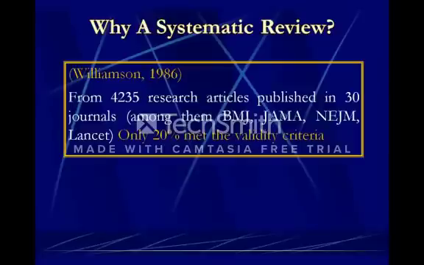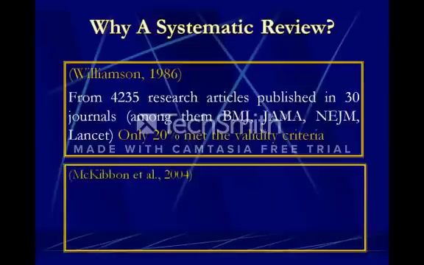And this is the value of systematic reviews. In 1986, Williamson reviewed 4,235 research articles published in 30 of the top journals in the world. Among them were the British Medical Journal, the Journal of the American Medical Association, the New England Journal of Medicine, and the Lancet. He found that only 20% of the published articles met the validity criteria. Validity means methodological quality. So only 20% published in the top journals met proper methodological quality.